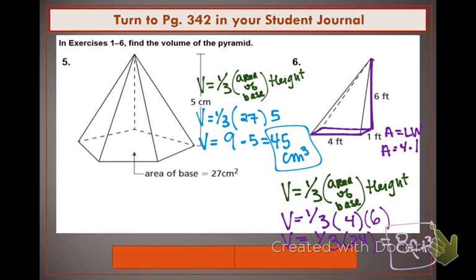We okay? Point 1. It's length times width. 4 times 1.